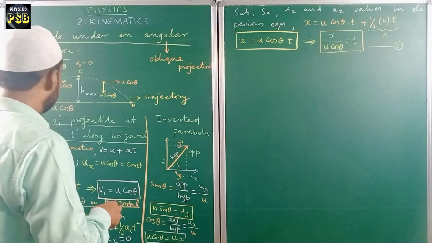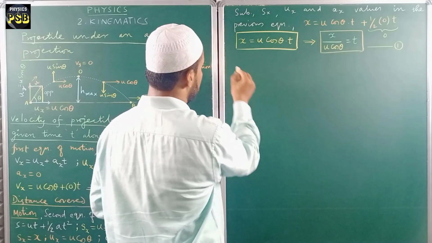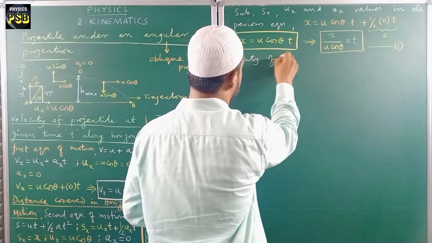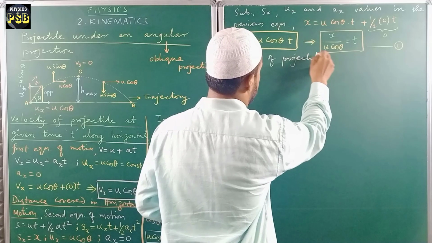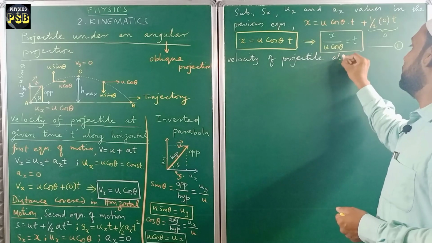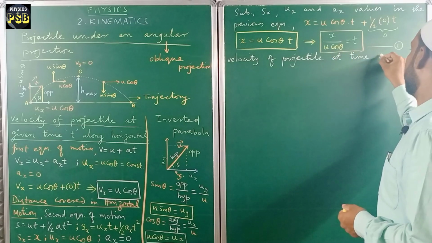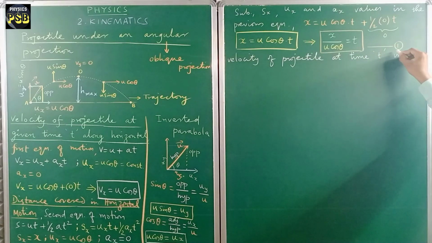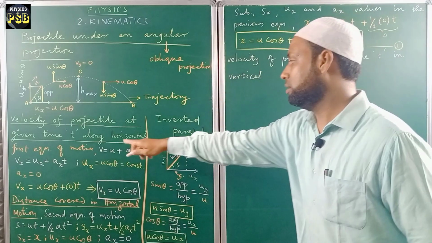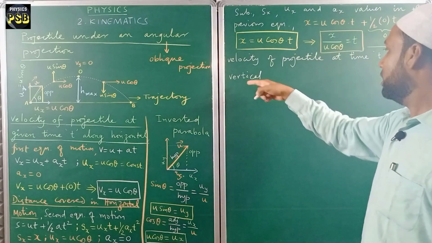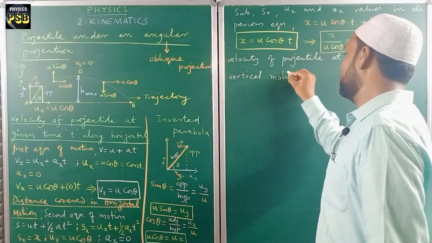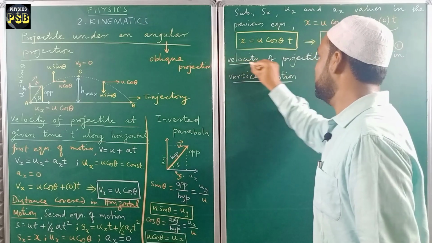Now we will get the expression for velocity of projectile at the time t in a vertical motion. Here we got the expression for v for horizontal motion. Here I am going to get the expression for v in a vertical motion. Understand? Let's do it.